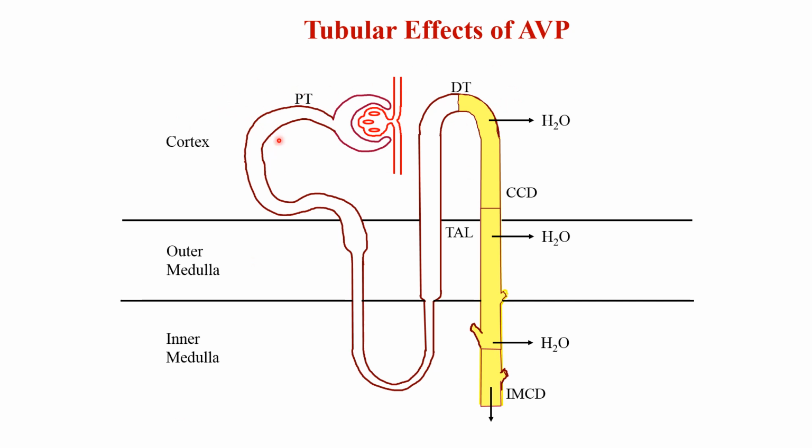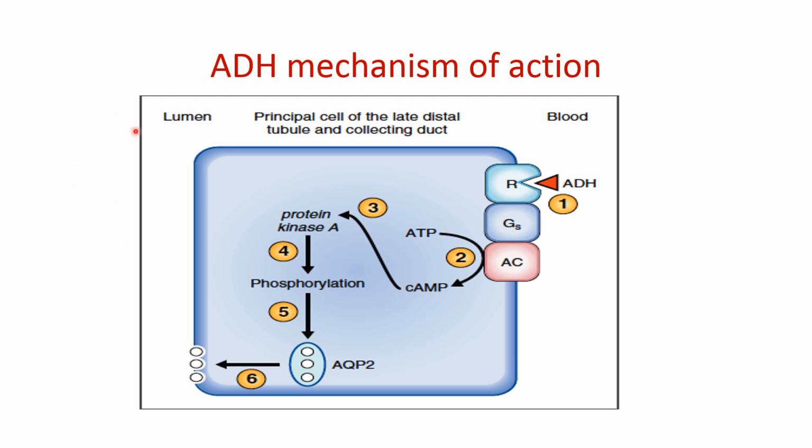Now this slide shows you a schematic diagram of one nephron. This is the glomerulus. This is the Bowman's capsule, proximal tubule, loop of Henle, descending, ascending limb. And this is the distal tubule. This is the late distal tubule right here. That's where ADH works to increase water permeability. And this is the collecting duct, and it increases water permeability here. And the way it does it is as follows.